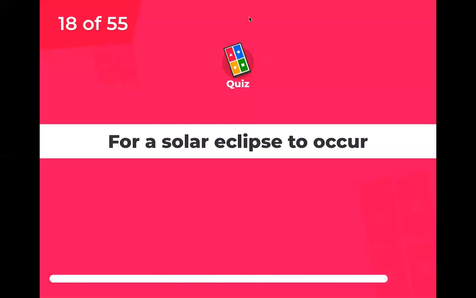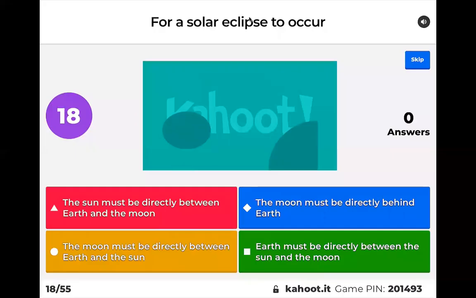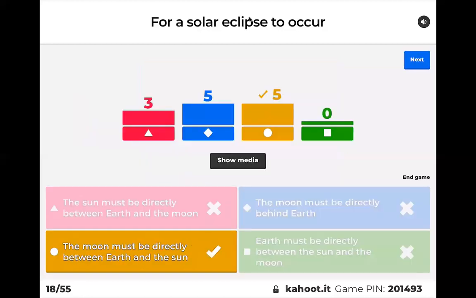For a solar eclipse to occur, the sun must be directly between Earth and the moon, the moon must be directly between Earth and the sun, the moon must be directly behind Earth, or Earth must be directly between the sun and the moon. For a solar eclipse, the moon has to be, again, in between the sun and the Earth. Okay.